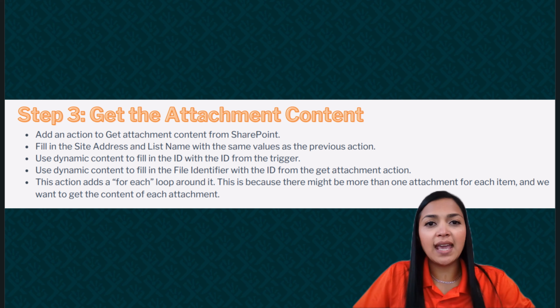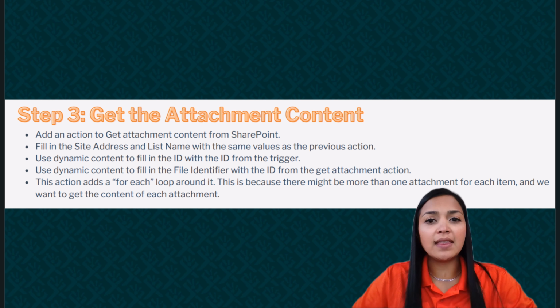Step 3, get the attachment content. So when we're working with Power Automate flows and attachments, you do need both of these steps, the get attachments and then the get attachment content. The get attachment content will get more of the specifics of the attachments needed.